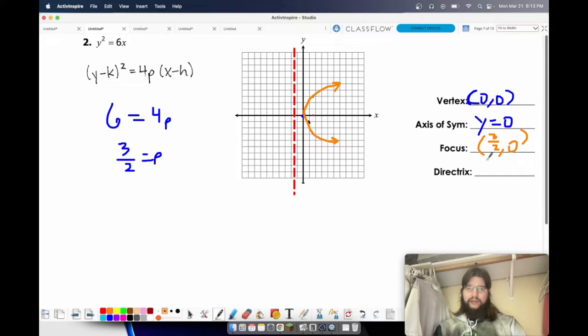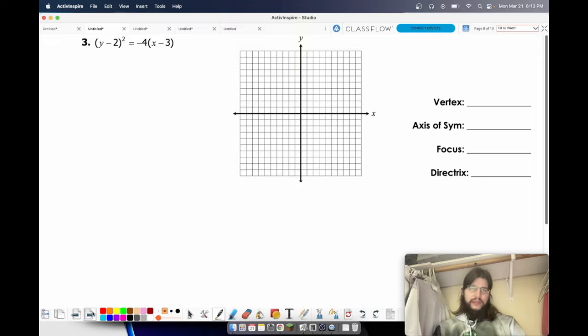Directrix, that would be at x equals -3/2. Okay? So like for this one, if we make this equal a 4, that would be 16, and we could have a nice number there. We'll see what happens whenever we plug in 2p. Well, not plug it in, but plot it.